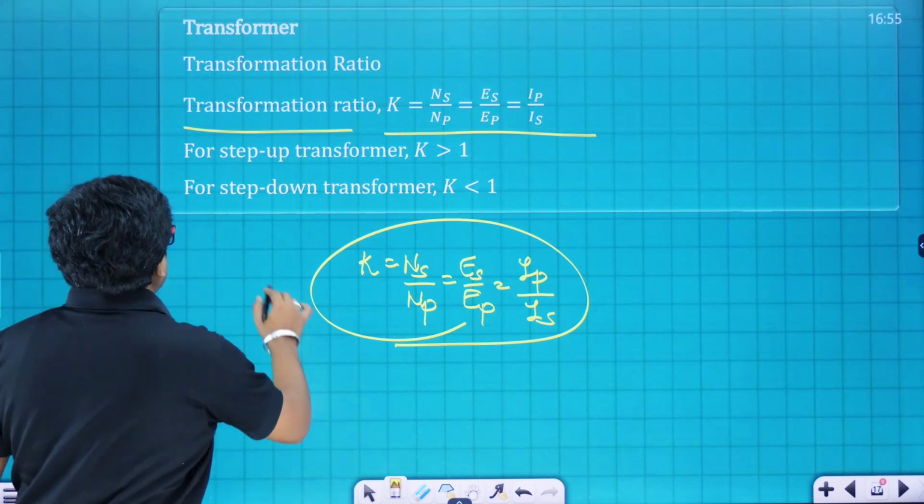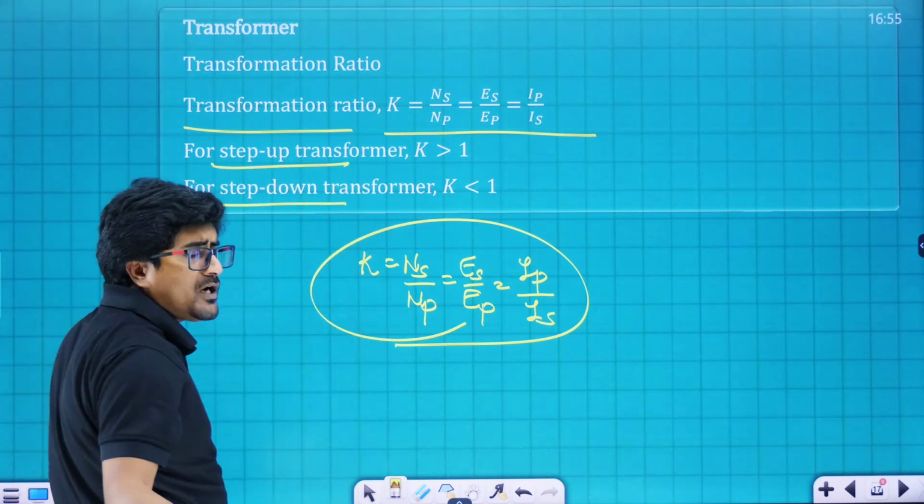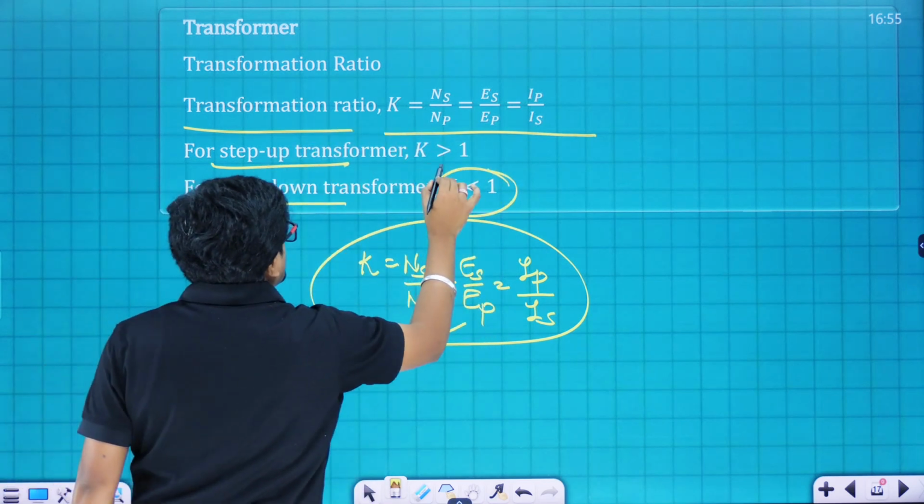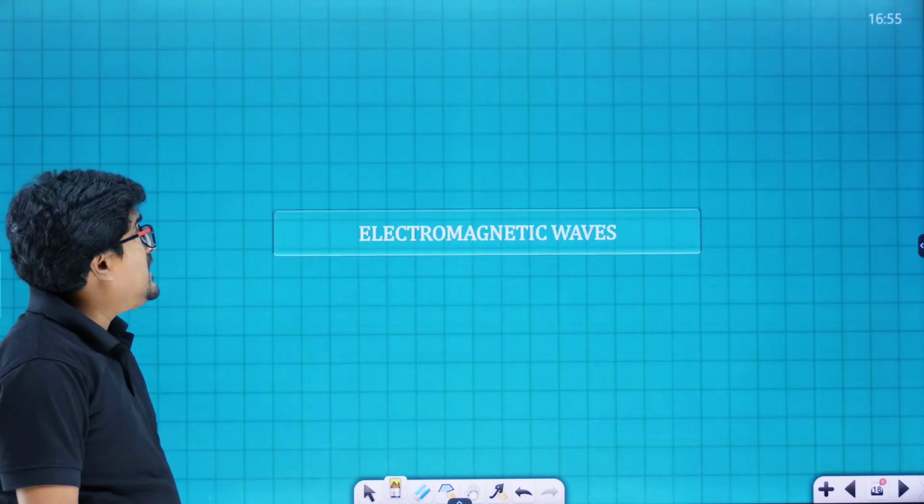And one more thing, that is about step up transformer and step down transformer. For a step down transformer, this transformation ratio is going to be less than 1, and for a step up transformer, it is going to be greater than 1.